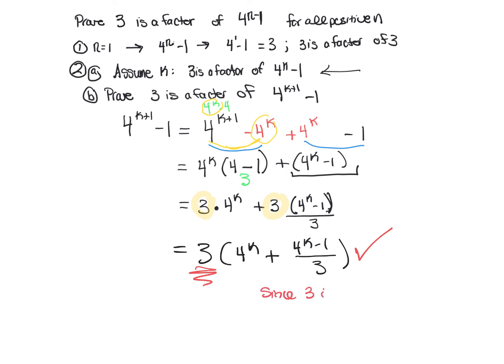Since 3 is a multiple of this statement, 3 is a factor of 4 to the k plus 1 minus 1. So you've proven it. A little bit of finessing it to make it happen, but it's definitely been proven.